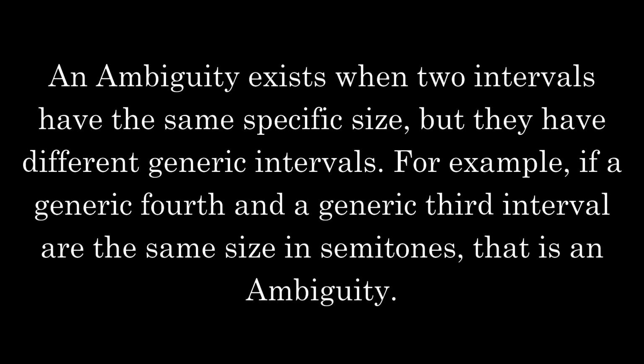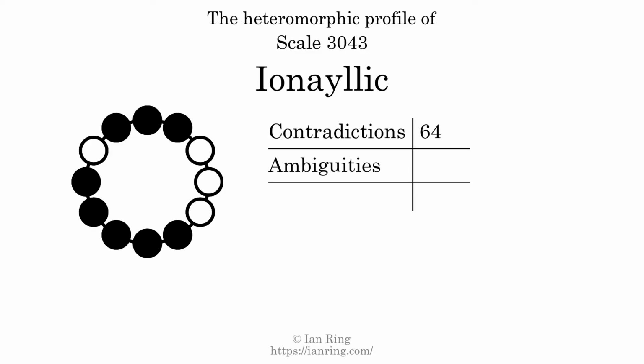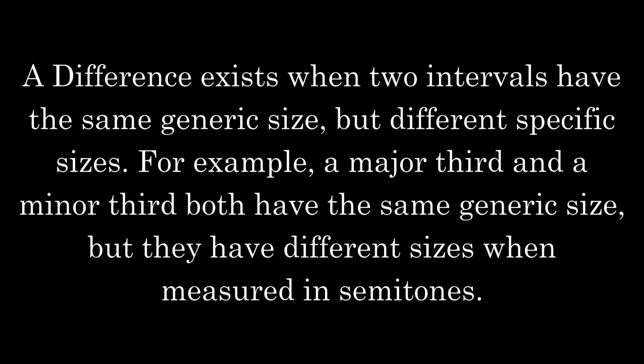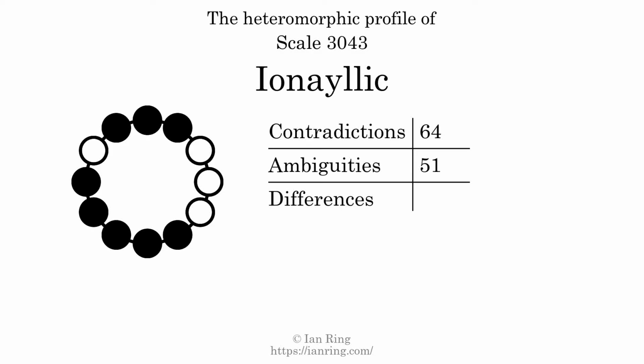An ambiguity exists when 2 intervals have the same specific size, but they have different generic intervals. For example, if a generic fourth and a generic third interval are the same size in semitones, that is an ambiguity. The number of ambiguities in this scale is 51. A difference exists when 2 intervals have the same generic size, but different specific sizes. For example, a major third and a minor third both have the same generic size, but they have different sizes when measured in semitones. The number of differences in this scale is 130.